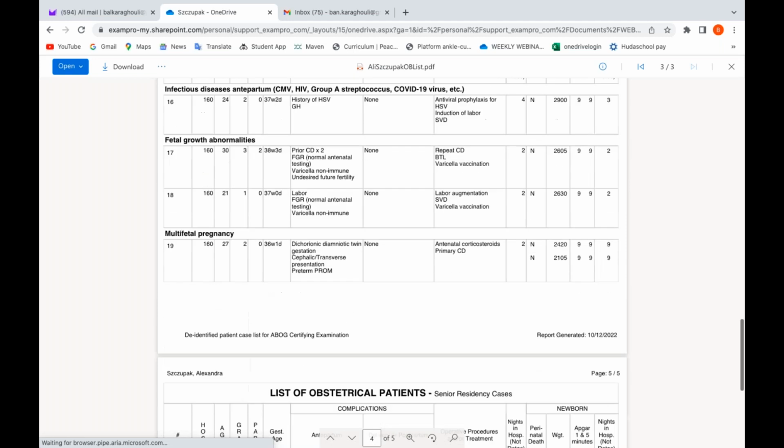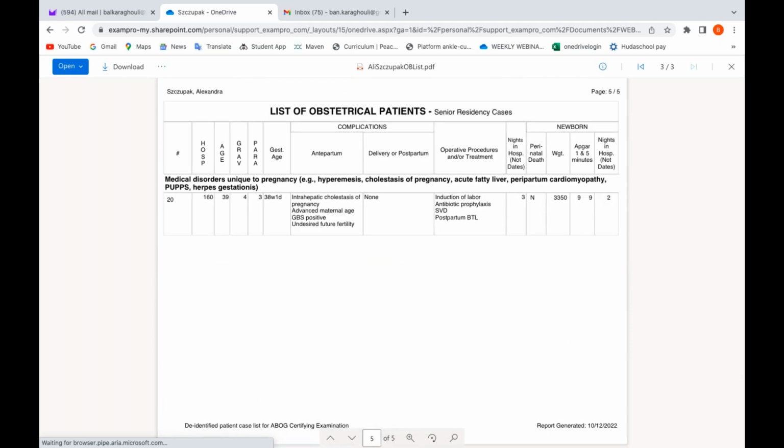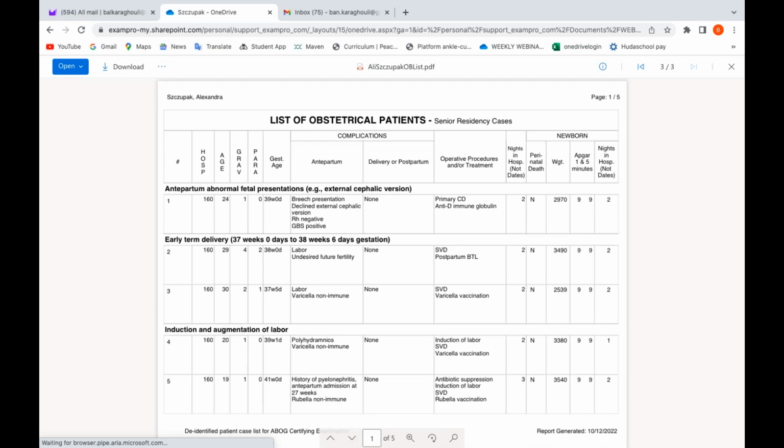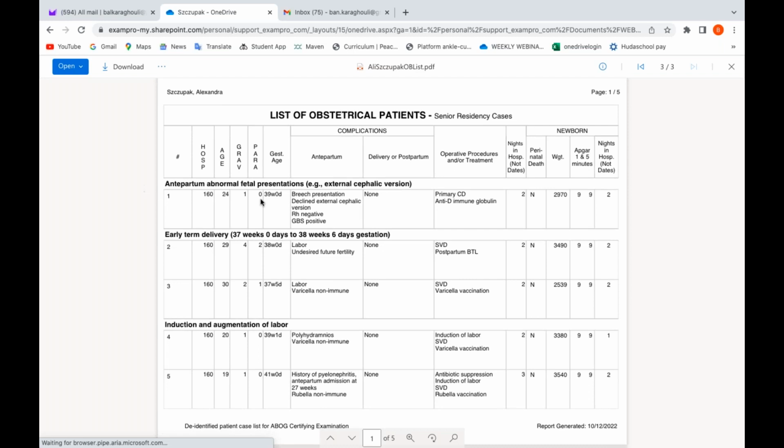How do you feel about your case list? Are there any cases that you're worried about? Not particularly. I just don't feel comfortable with OB in general. Okay, let's go through the first case. Let's talk about breech.